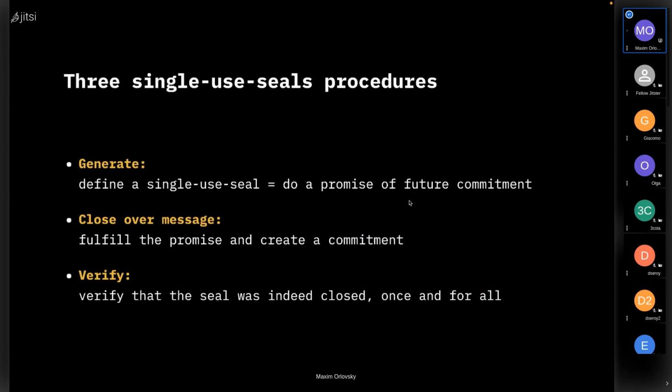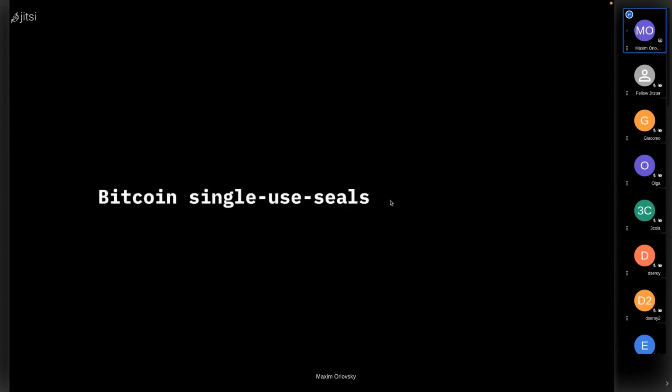There are three main single-use seal procedures. We can generate or define a single-use seal, which means that we make a promise of the future commitment to a certain message without doing that actual commitment yet. Then we fulfill that promise by closing the seal over that specific message, as shown on the previous slide. And then we can verify multiple times, anytime we need, that the seal was indeed closed, and it was closed only once and for all of the parties who can witness this seal. So that's the ground definition of the main single-use seal terminology.